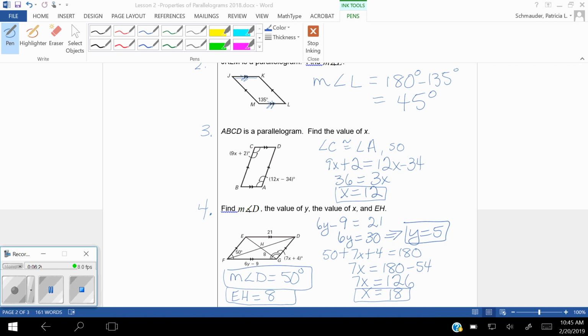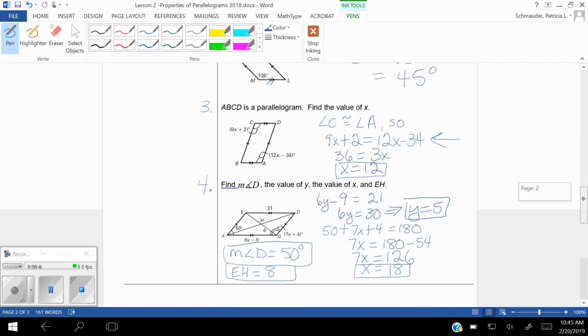Okay, let's check these two out. On number 3, I know that angle C is congruent to A, so their measures are equal. So I just set those two expressions that they gave me equal, and I solve for x, and I get x is 12. If you have any problem, put a star on it. Ask me about it in class tomorrow.